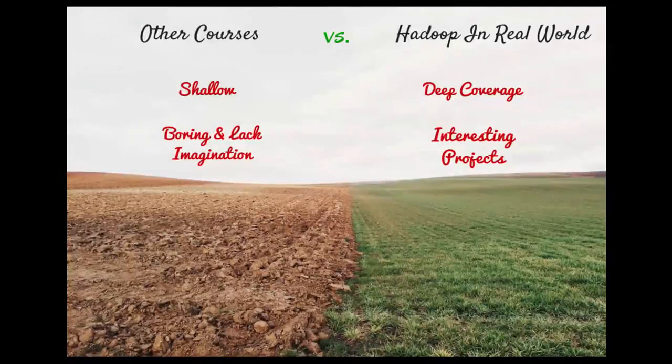The examples or projects from other courses are simply boring and lack imagination. Projects in the Hadoop in Real World course include analyzing the million-song dataset, page ranking, and simulating the common friends problem in Facebook, just to name a few. Each project is handpicked to be interesting and also to illustrate a unique concept.